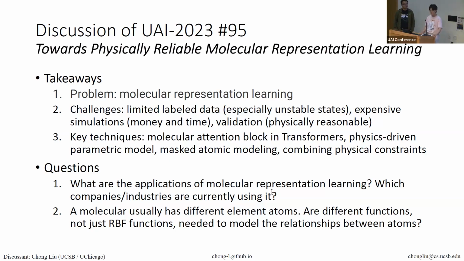No, we just use the RBF functions to model the bondings between atoms, but the basis set of the RBFs are different by atoms. So, for example, if there are eight species of atoms, the eight species of atoms will have a different basis set of its own. Okay, thanks.